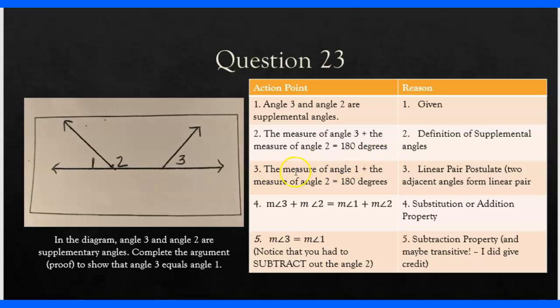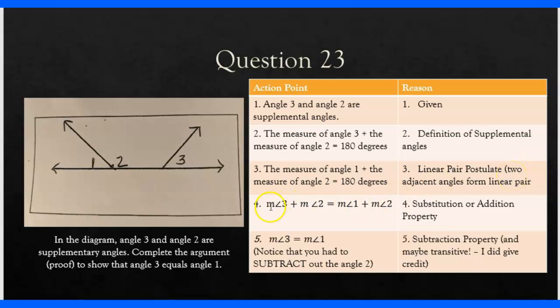Now we're going to say that the measure of angle 1 plus the measure of angle 2 is 180 degrees. Well, why? Because this is a linear pair. Some of you tried to say that 3 and 2 were a linear pair. They're not. 3 and the unknown angle are a linear pair. But angle 1 and 2 are a linear pair. Two adjacent angles, linear pair.